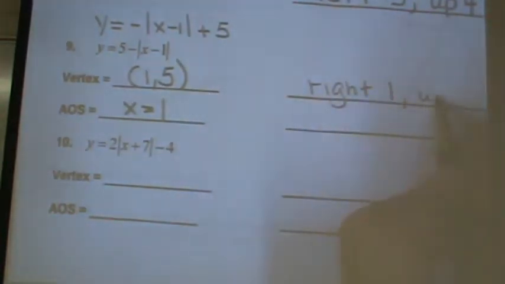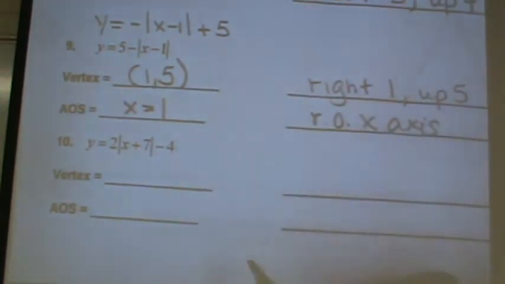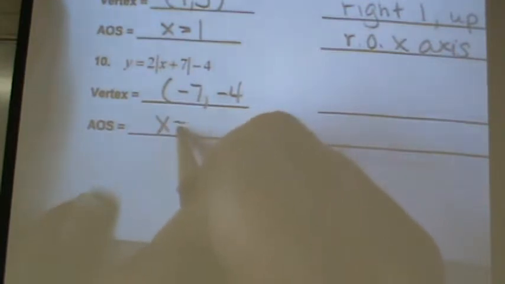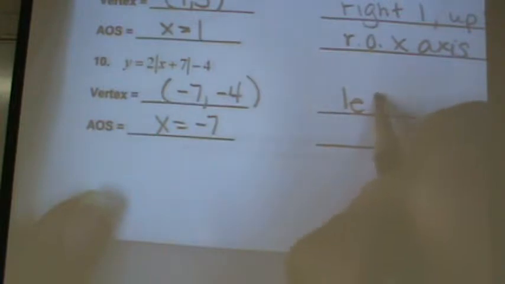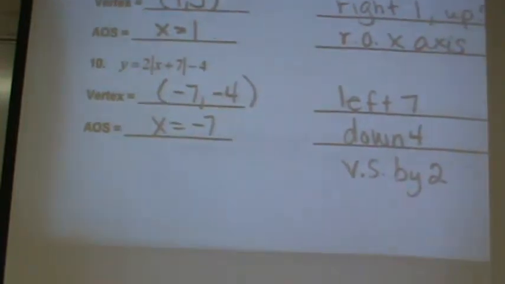So what are my 3 transformations? Reflect over the x-axis. Right 1, up 5, and reflect over the x-axis. Good? And the last one, quick. Negative 7, negative 4, x equals negative 7. This is a left 7, down 4, and vertical stretch by what? 2. Easy? Okay, flip.